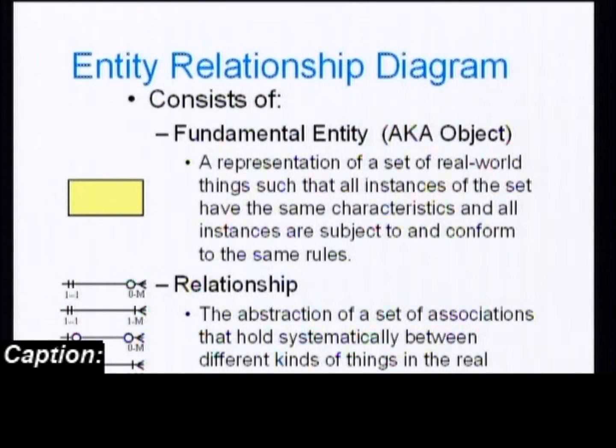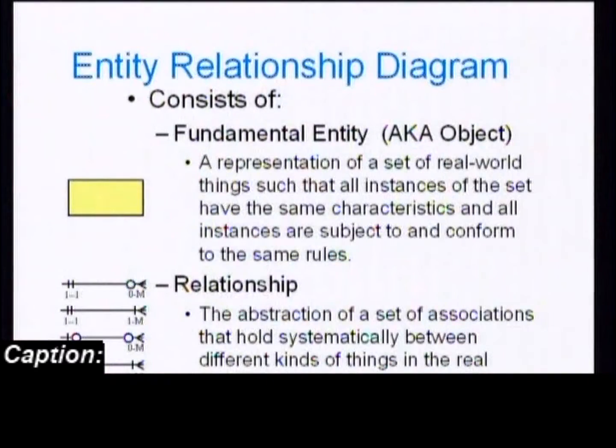The relationship is an abstraction of a set of associations that hold systematically between different kinds of things in the real world. For example, the desk is accompanied by a chair, and a chair accompanies a desk. Note that we talk about relationships from both directions when discussing how two entities are related.